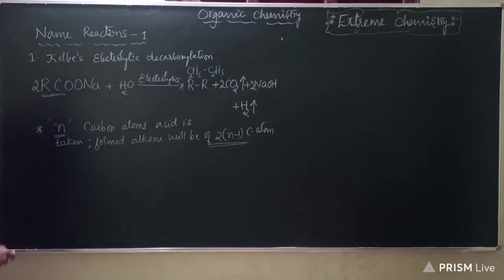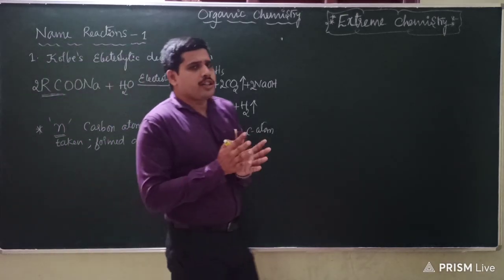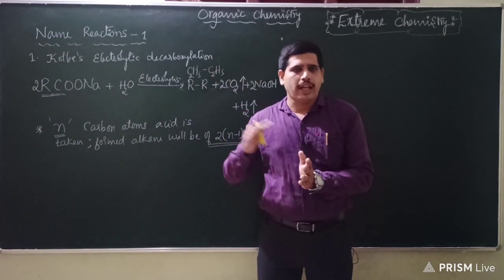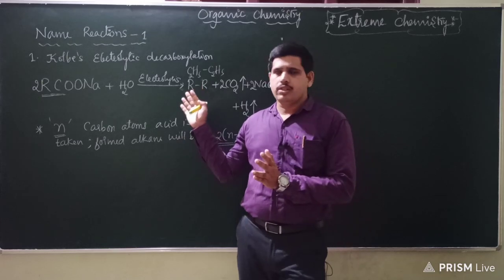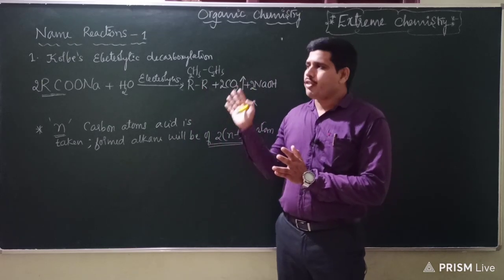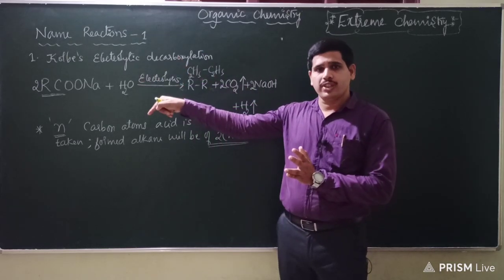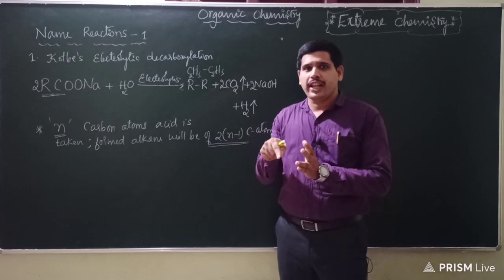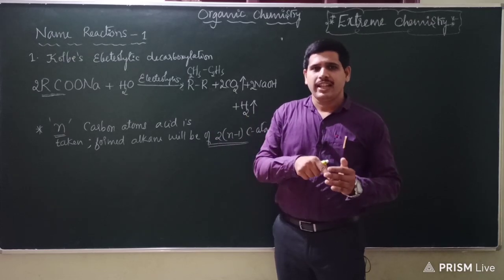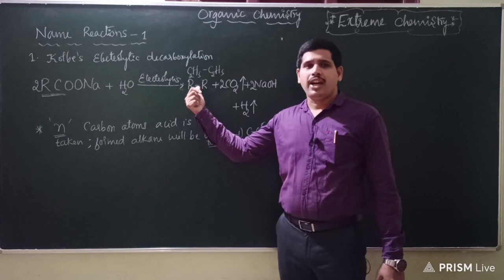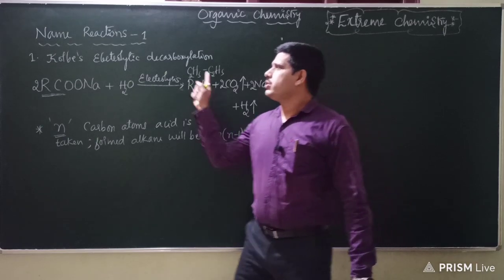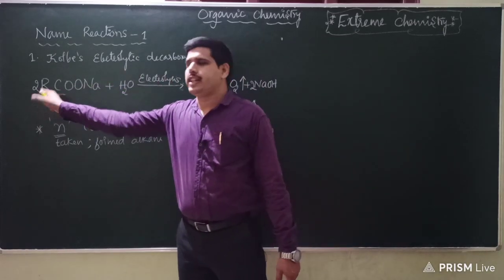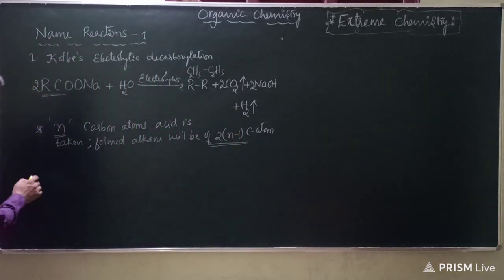Is that okay? Done. Next, as I said earlier, looking into the R groups, you can answer this question. In order to get butane, we are supposed to take the carboxylic acid which has exactly half the carbon atoms of the alkane taken, because it is 2 times R, no? So divide by 2, therefore you will get R. That is the first point.